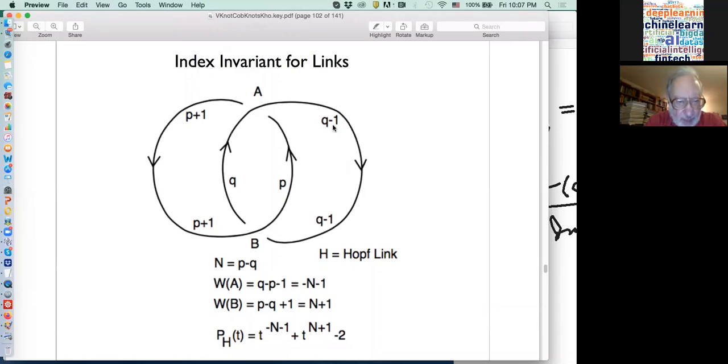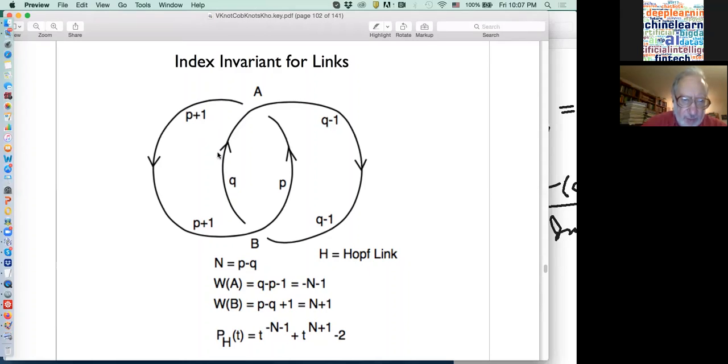Here's a Hopf link, and I've tried to label it. I labeled starting with a P label here and a Q label here. And then P goes up by 1, and then it goes back down. And Q goes down by 1 and back up. And if now I'm looking at the weights, and you see that when I look at the weights, like here, I'm going to be looking at Q minus P minus 1.